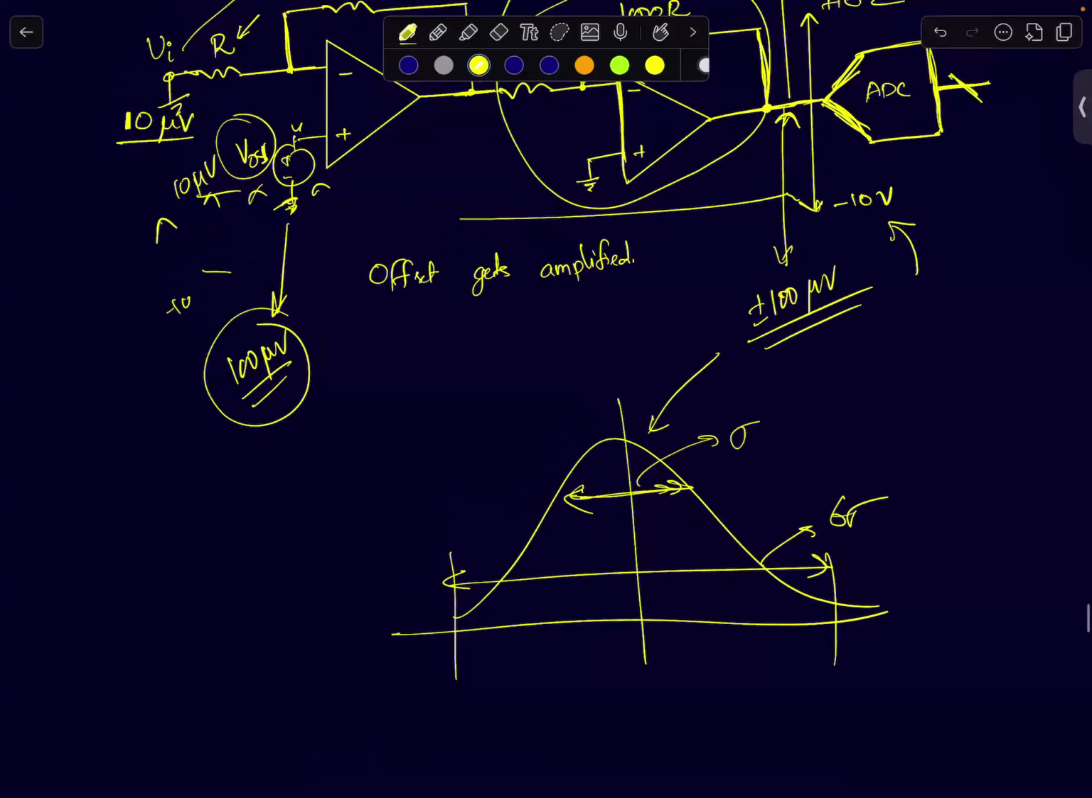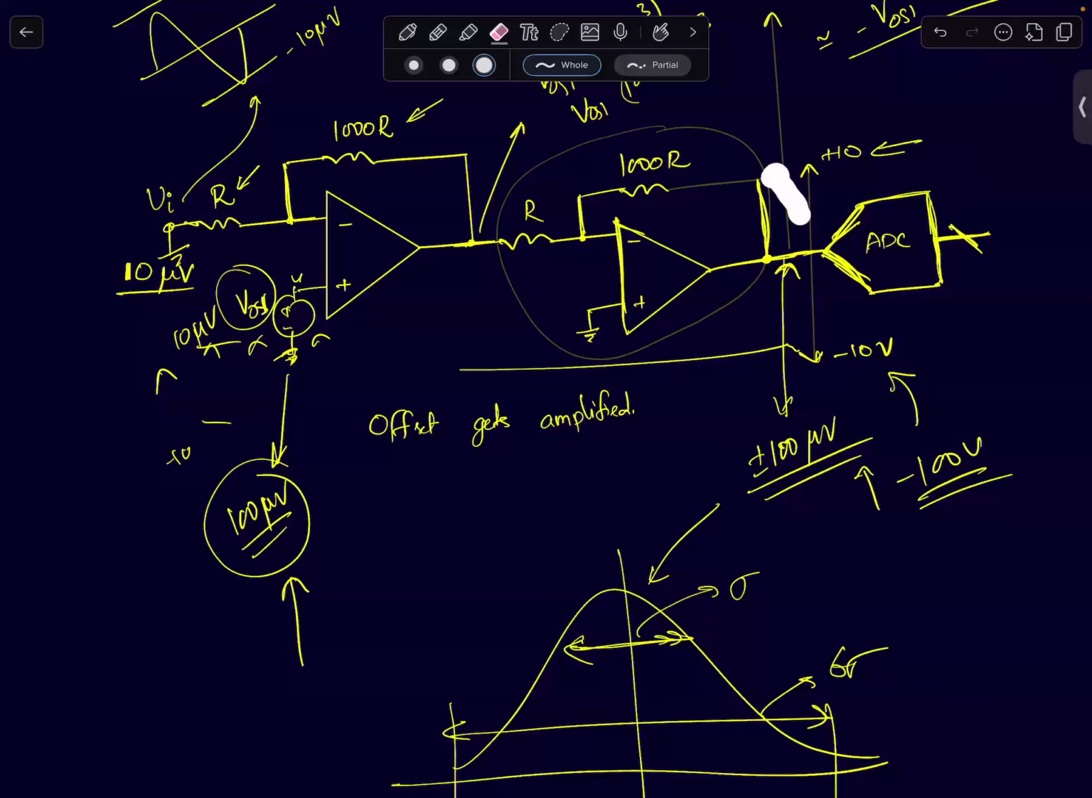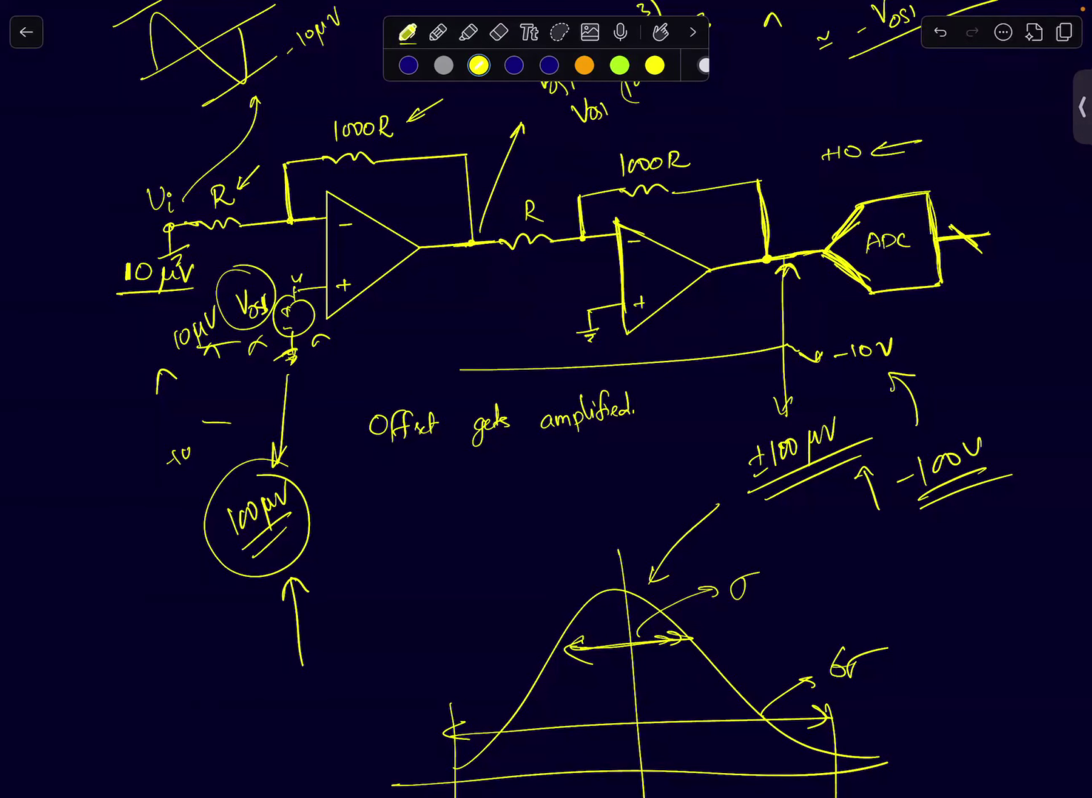Okay, so now I'm saying 100 microvolts is your offset voltage. Even if you forget about this 6 sigma graph, let's assume 100 microvolts is your offset voltage. At the output of the op-amp, it's going to manifest itself as a 100-volt signal. So what do you think will happen at this point? What will happen to the second op-amp's output? Assume that the second op-amp is operating on plus minus 15 volts.